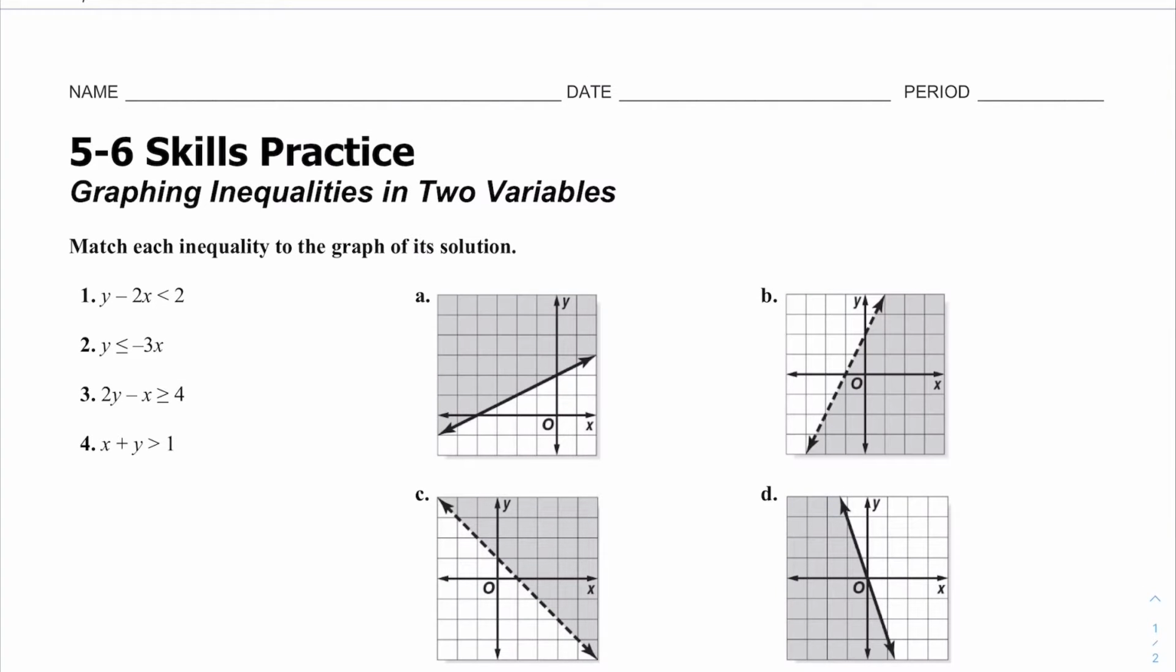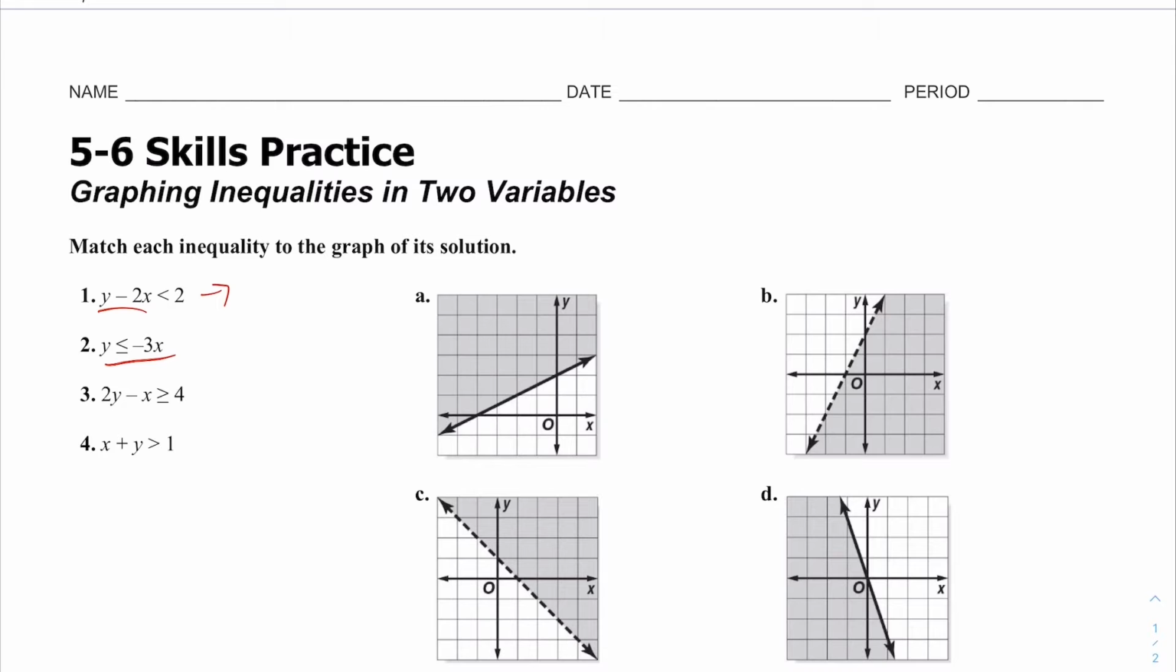Hello everyone, welcome to day 2 of graphing two-variable inequalities. The difference between today and yesterday is that today we're not always going to give you the equation in standard form. Sometimes you'll have to change it to standard form, and other times you can just graph it as it is in slope-intercept type form. So let's do the first one first.